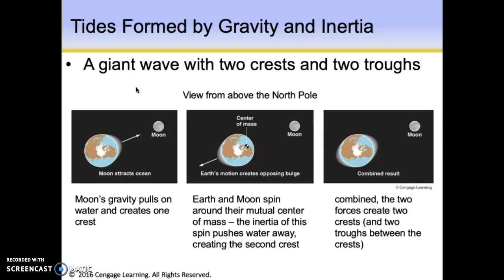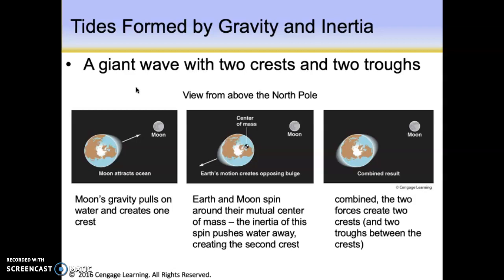There is an earth tide, it's much smaller, so the ground does actually get tugged toward the moon as well, but not nearly as much as the water. So the moon's gravity creates a crest. Now you'll notice that that crest, which is on the left-hand side here, is one crest, it's pulled toward the moon. Where does the second crest come from?